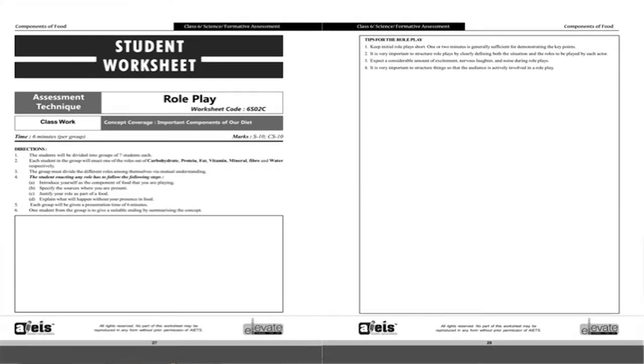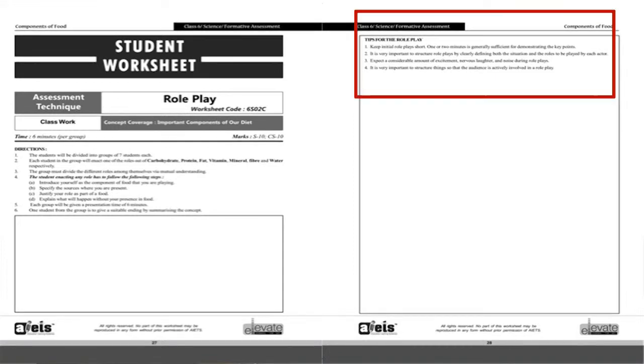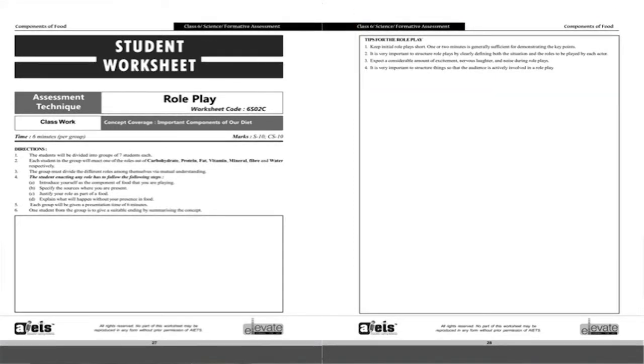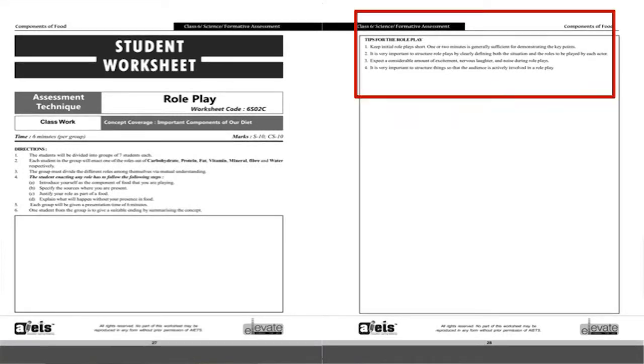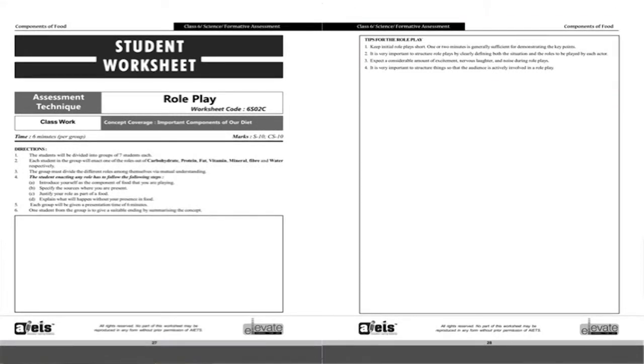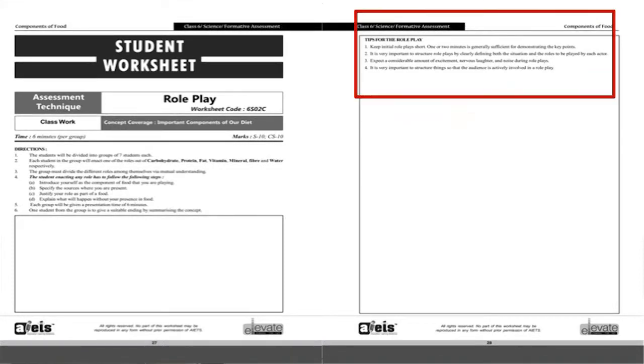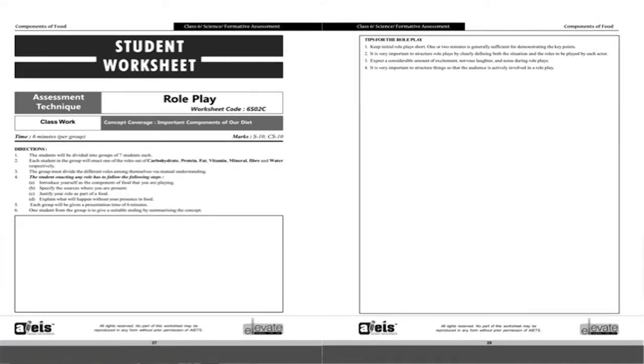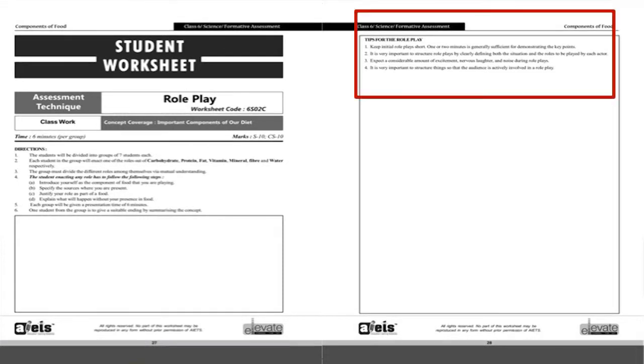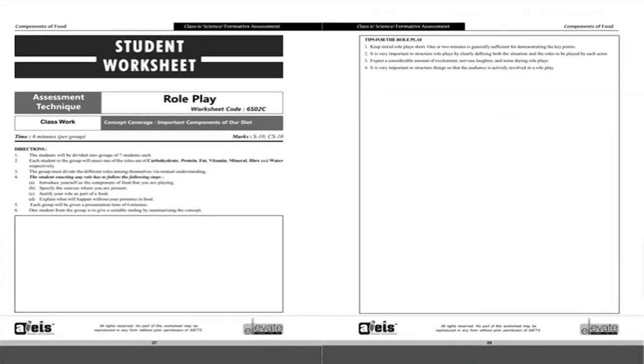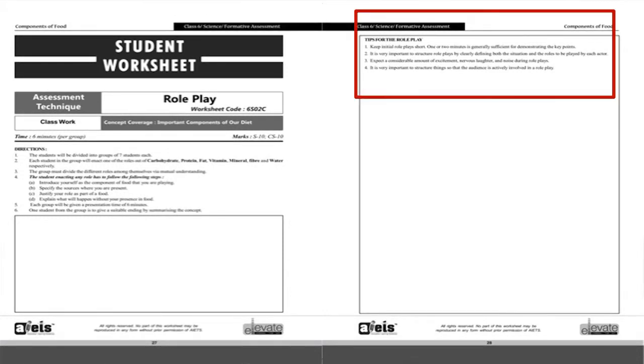One thing more I would like to explain here, that here we have given some tips in students workbook. This is the student worksheet which is available in the students workbook. In this we have given some tips to the student that how they can prepare themselves for role play in a better way. Same way we have done for other activities also.